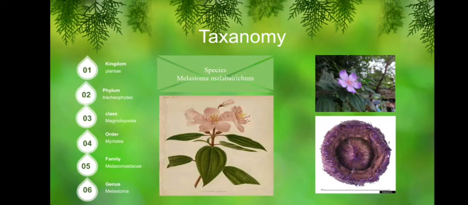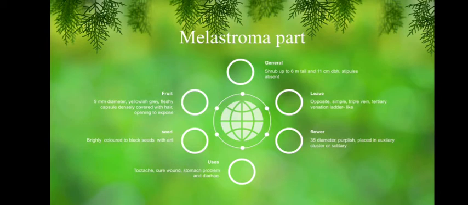Now let's look into the taxonomy for the species Melastoma malabathricum. Melastoma malabathricum belongs to kingdom Plantae, phylum Tracheophytes, class Magnoliopsida, order Myrtales, family Melastomaceae, and genus Melastoma. A local name for Melastoma malabathricum in Malaysia is Senduduk. Now move on to the Melastoma parts.